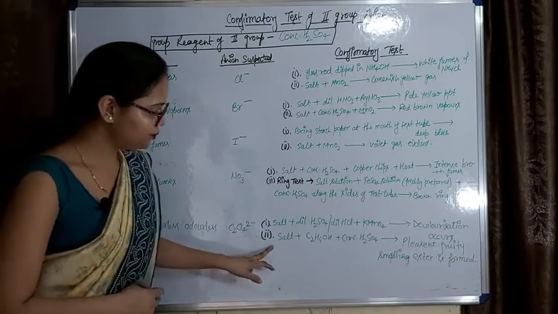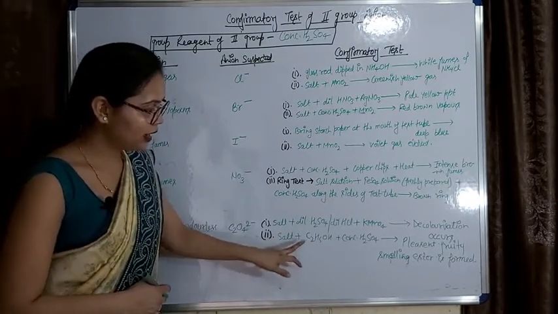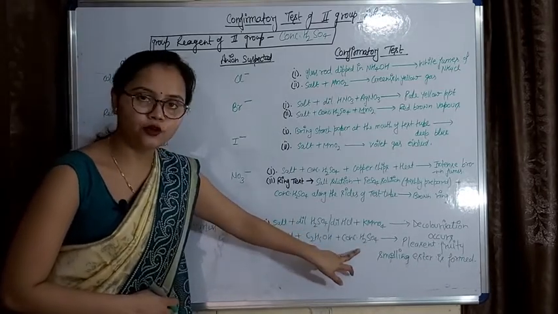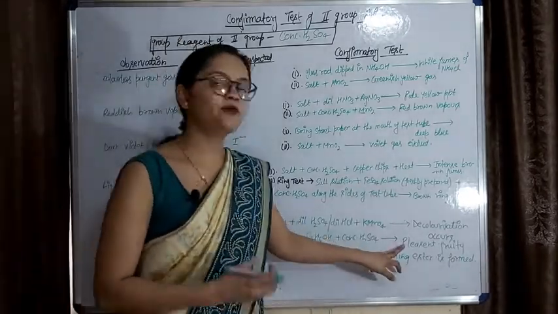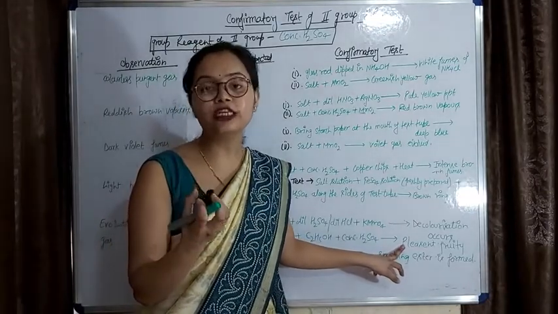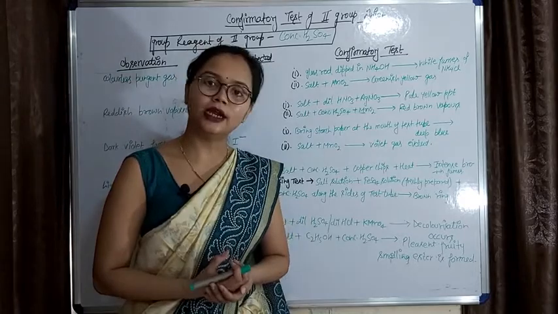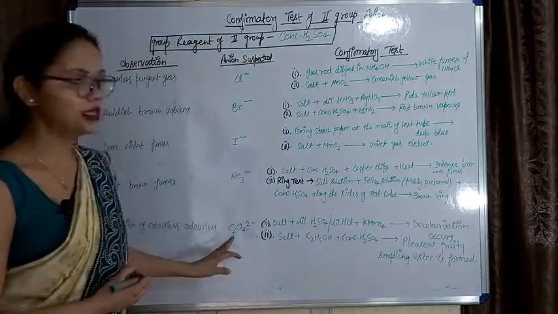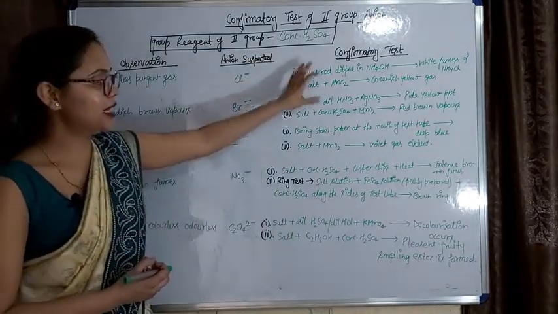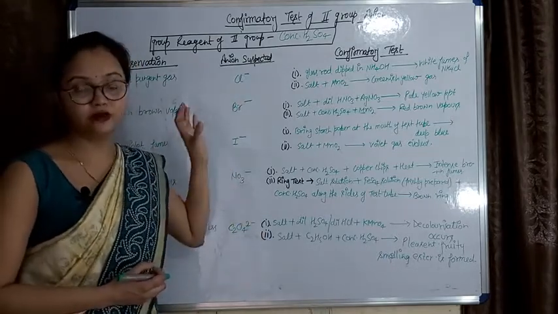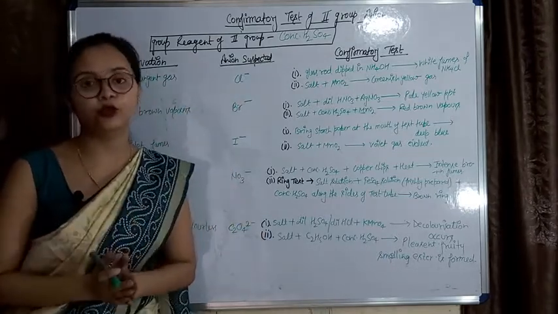Now if you take salt, ethyl alcohol and concentrated H2SO4, and you get a pleasant fruity smell, it confirms the presence of oxalate ion again. So these are some confirmatory tests for these suspected anions, which is very important. You have to do these tests.